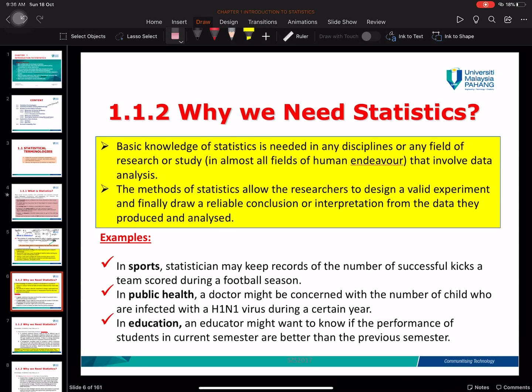In almost all fields of human that involve data analysis, the method of statistics allows the researcher to design a valid experiment and finally draw a reliable conclusion or interpretation from the data they produce and analyze. For example, in sport, a statistician may keep record of the number of successful kicks a team scores during a football season. In public health, a doctor might be concerned with the number of children who are infected. We can change here to COVID-19. It doesn't matter what you are going to be, an engineer or scientist, what else?